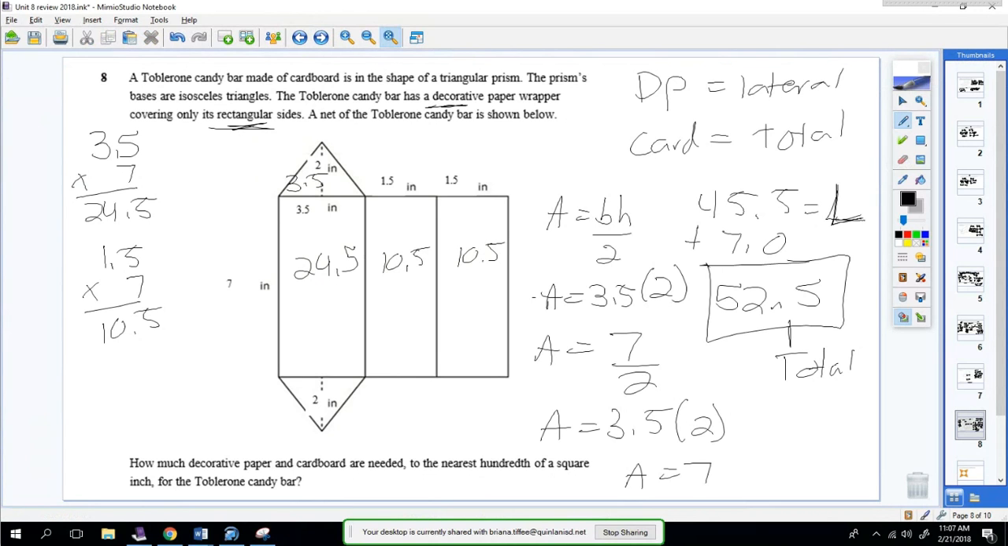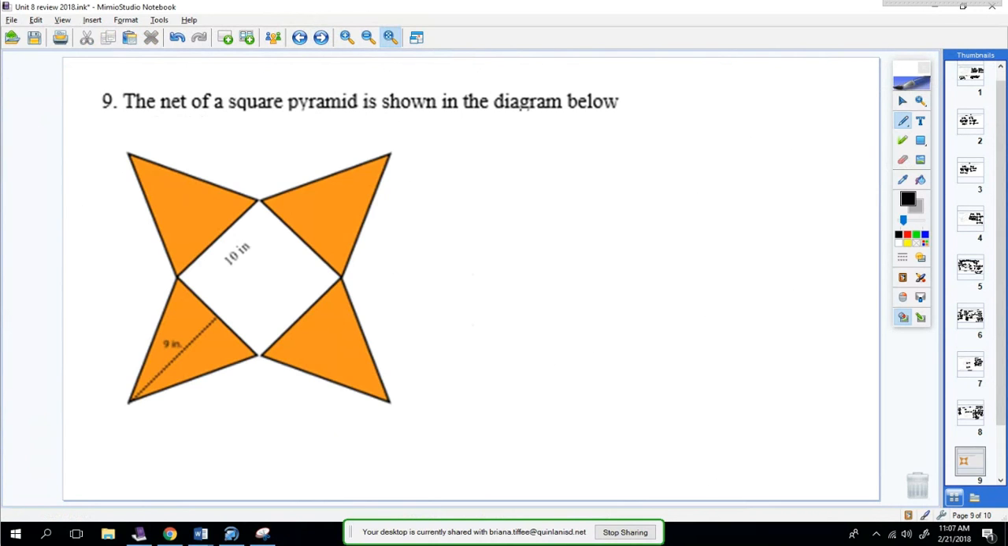Okay, number 9. The net of the square pyramid is shown in the diagram below. Well, I believe I should have written find the total surface area. So you need to find total surface area. Sorry for not putting that in there.